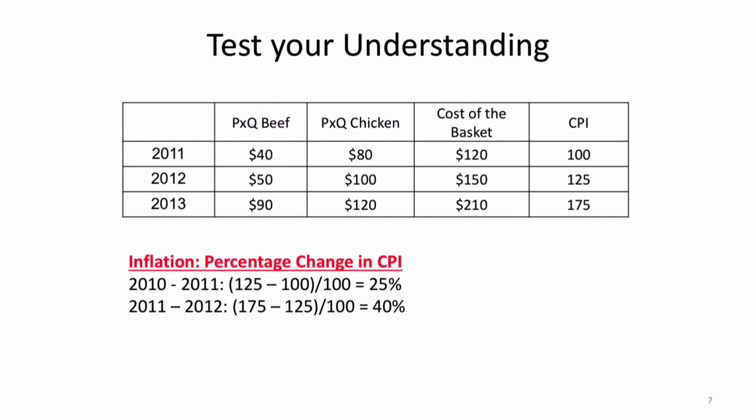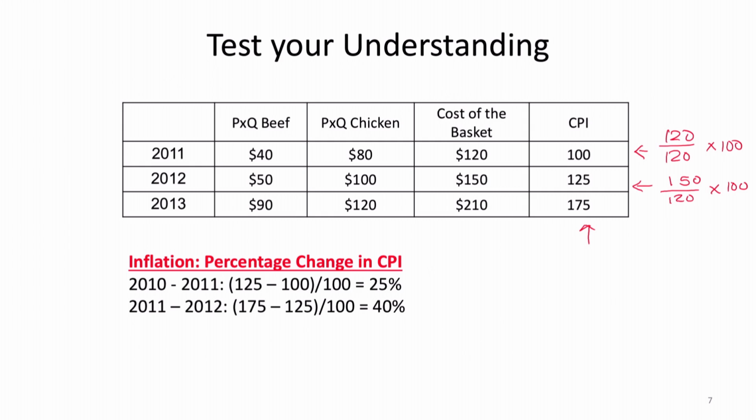Okay, so if the base year is 2011 in the index, we're going to have for 2011, 120 divided by 120 times 100, and that gives us a CPI of 100. For 2012, we're going to have the cost of the basket in 2012, 150, divided by the cost of the basket in the base year, 120, times 100, and that gives us a CPI of 125.